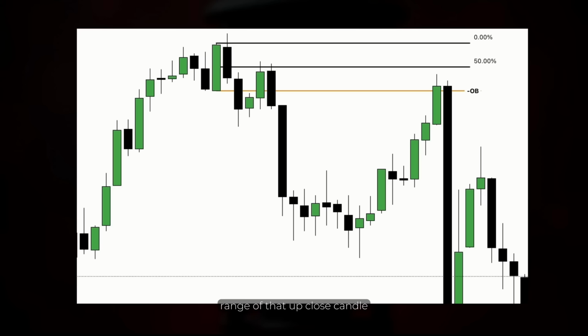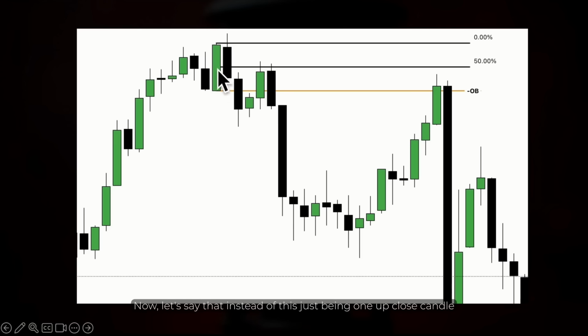And therefore, what you can monitor is the following. You can monitor the price range of that up-close candle and specifically the reaction to 50% of this up-close candle. 50% of this up-close candle is what we refer to as mean threshold. If the market is in fact very bearish moving forward, what you will be monitoring is the reaction to 50% of the price range. As long as the market does not close above 50% of this price range, you're anticipating that we're in fact going to see the market reprice towards the downside heavily. And that is why 50% of the range of this up-close candle has to be monitored. Now let's say that instead of this just being one up-close candle, we would have seen multiple up-close candles.